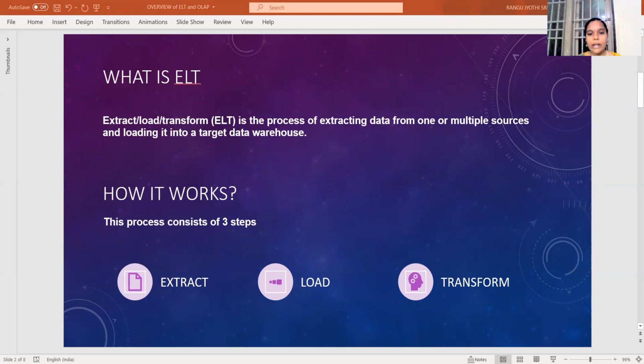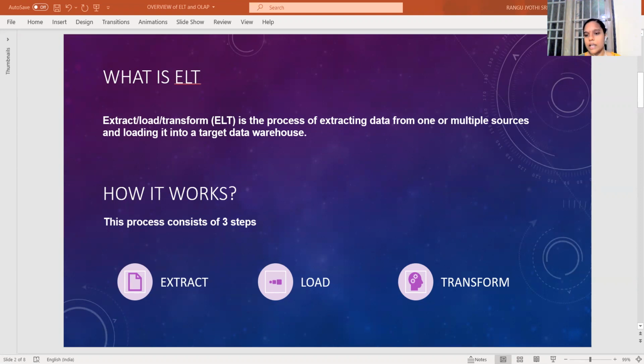Coming to this point, how it works, it consists of three major steps. One is extraction, the second is loading, and the third is transformation. Let us understand each step. What is extraction? Extraction is the first step involved in the ELT operation, which involves copying data from the source system, and the copied data is then moved to the next step, that is loading.